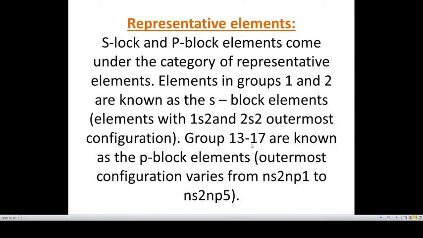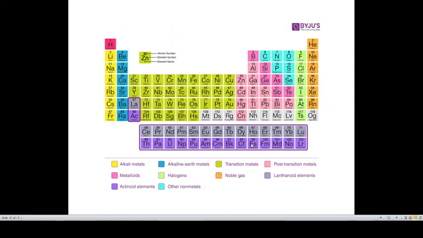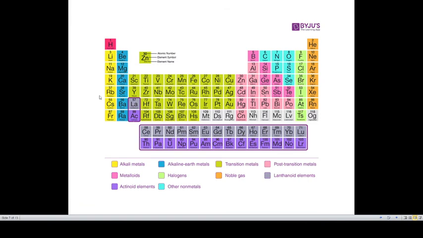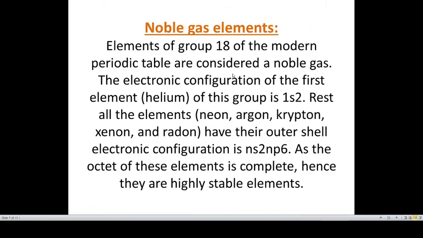Second is representative elements. Now S block as well as P block both come under the category of representative elements. You can see over here, this is S block, P block. So these are the blocks which are divided. So S block and P block elements come under the representative elements. Elements in groups 1 and 2 are S block elements with ns1, ns2 outermost configuration. Groups 13 to 17 are P block elements. You can see over here, elements of group 1 and group 2 come under S block. Elements of groups 13 to 17 will come under the P block elements.